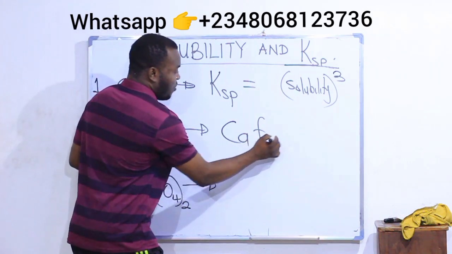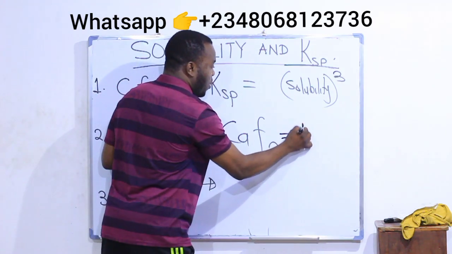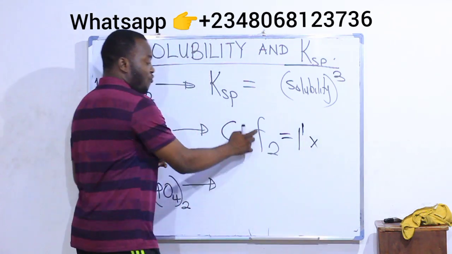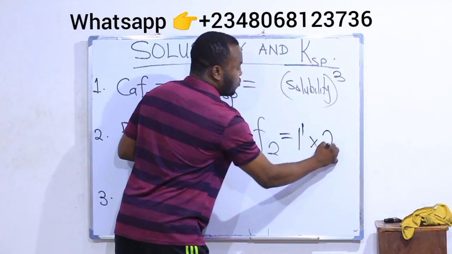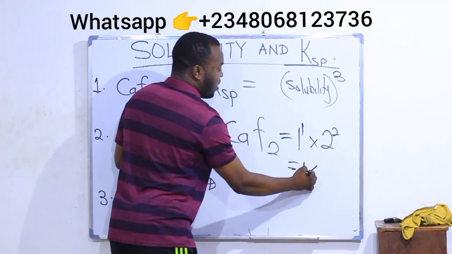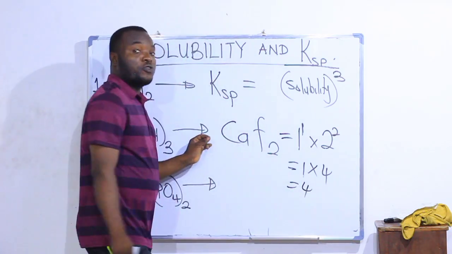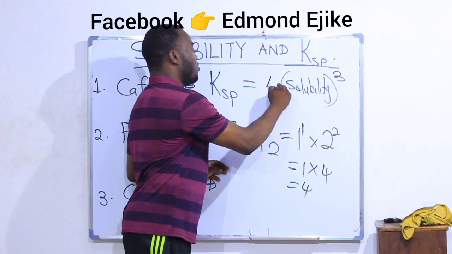That is, for calcium, I have 1 here. I will have 1 raised to power itself. Times, for fluorine, I have 2. 2 raised to power itself. So I will have 1 raised to power 1 times 2 raised to power 2, 4. 1 times 4 gives me 4. So the coefficient here is going to be 4.